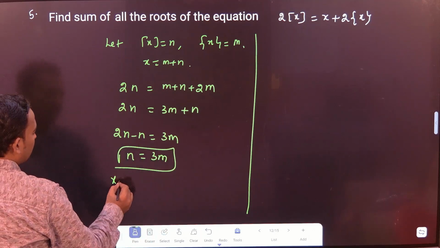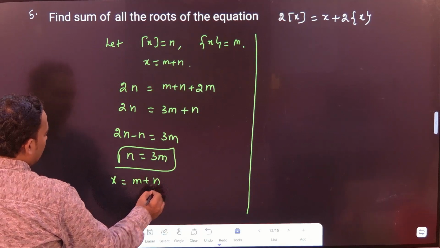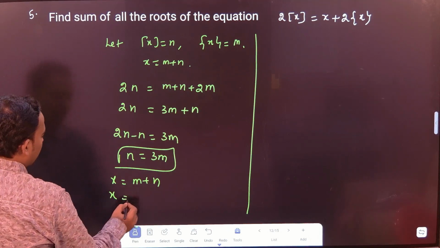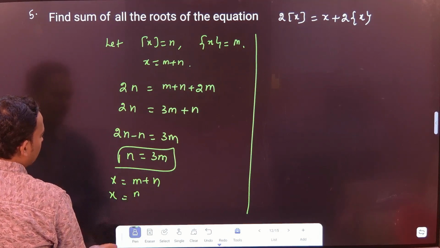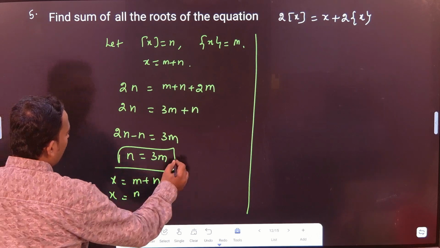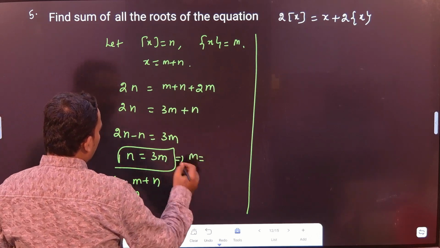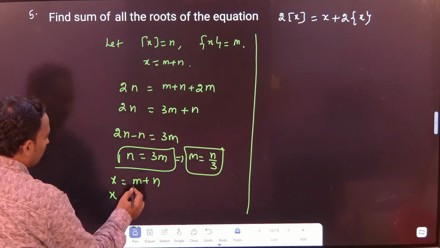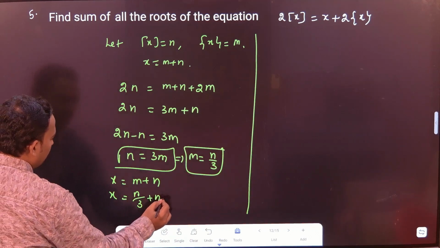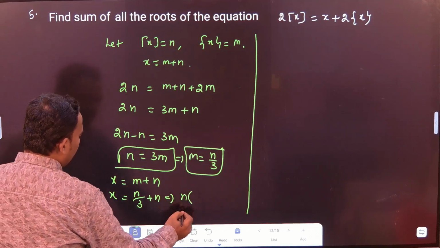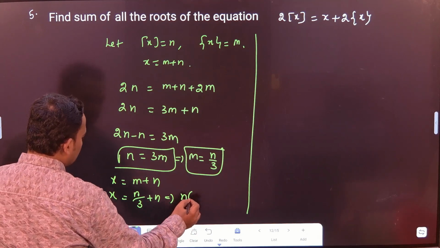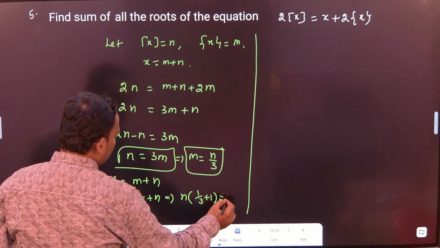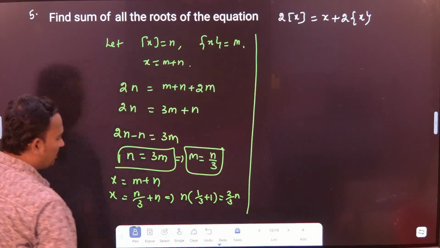Okay, so then x is equal to, you know that m plus n, so you can find out x here. X is what? M is what? You have to write m in terms of n, right? M is equal to n by 3, right? You can substitute it here, n by 3 plus n. I think if you take n out, what will we get? 1 by 3 plus 1, that is 2 by 3 into n, right?